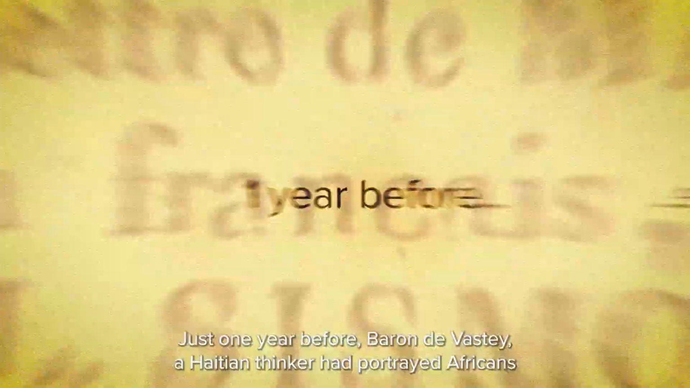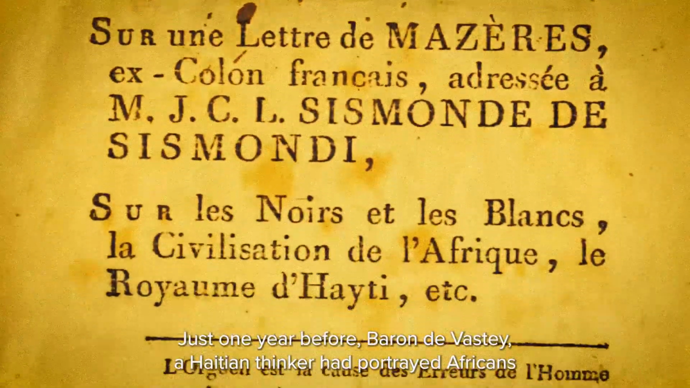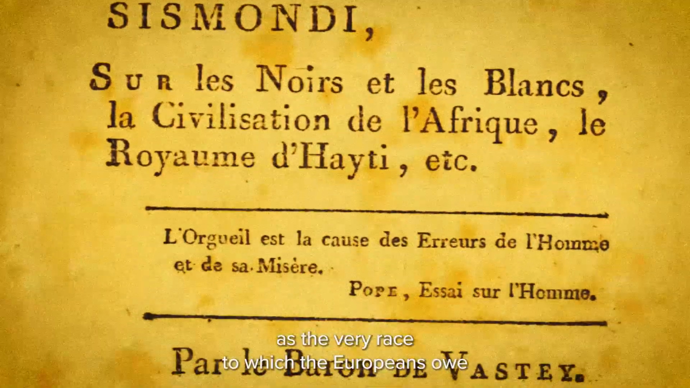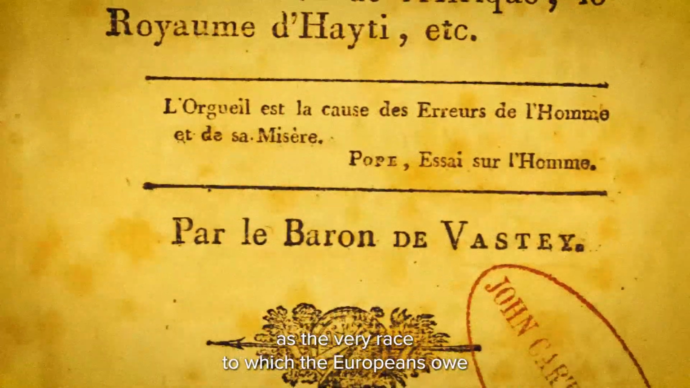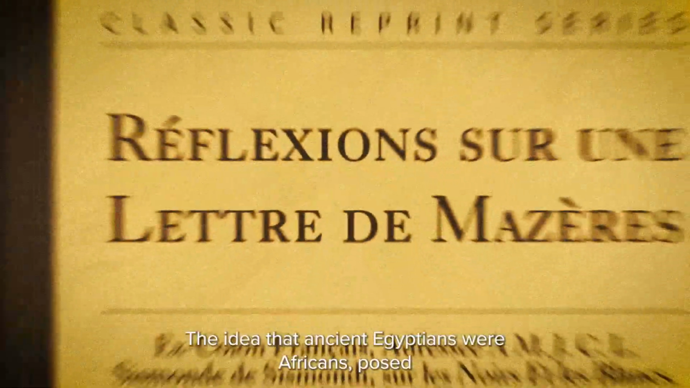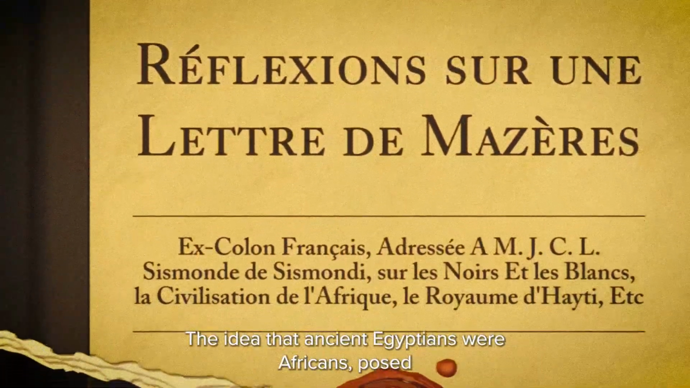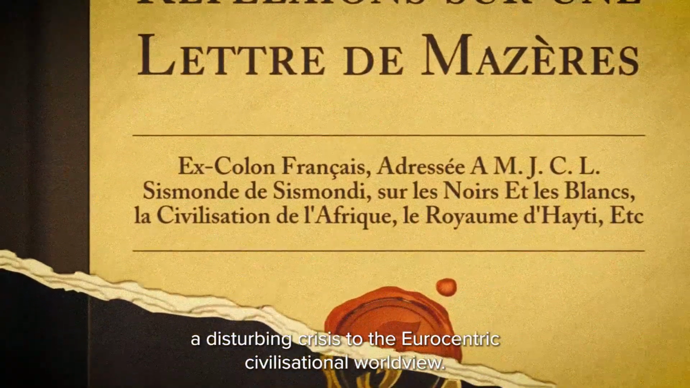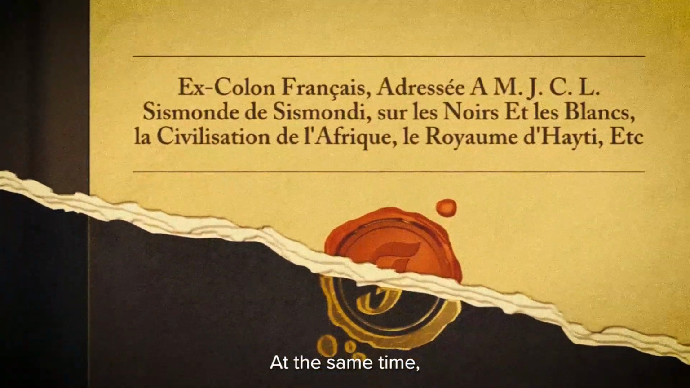Just 1 year before, Baron de Vastey, a Haitian thinker, had portrayed Africans as the very race to which the Europeans owe their arts, science, and even the use of language. The idea that ancient Egyptians were Africans posed a disturbing crisis to the Eurocentric civilizational worldview.